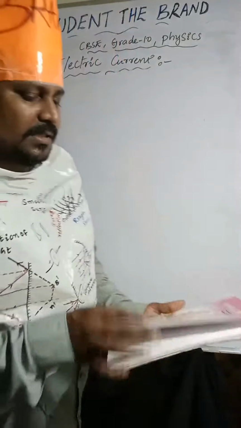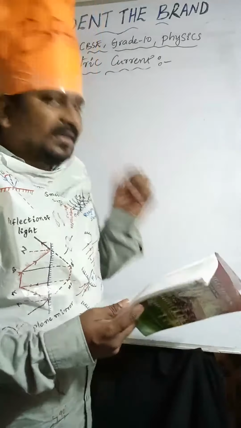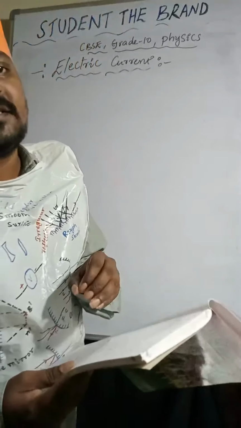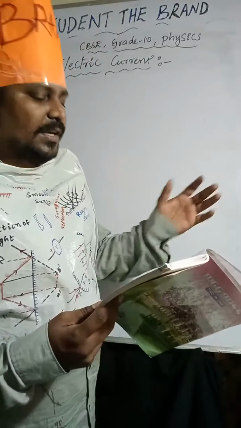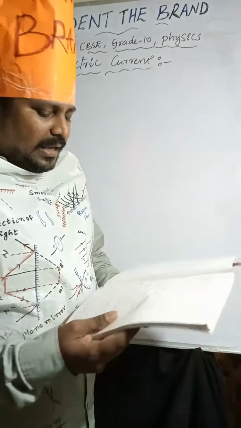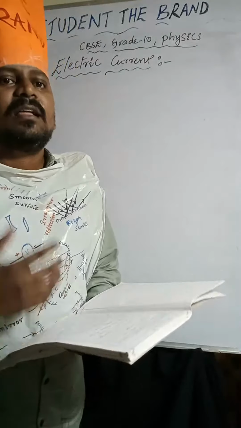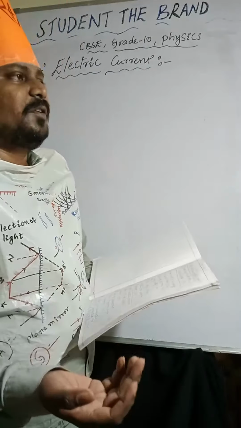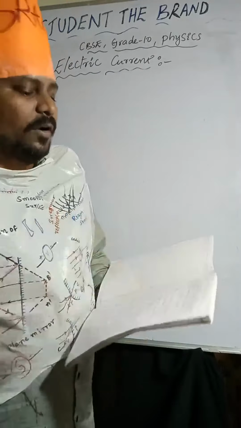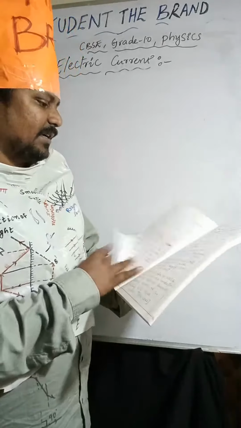So here, I'll ask one question related to this one. Name the SI unit of electric charge. What is the SI unit of electric charge? The SI unit of electric charge is coulomb. And define electric current and the SI unit of electric current. Define electric current: the flow of charge per unit time, or the rate of flow of charge. Simply we can say the rate of flow of charge. So that's enough.